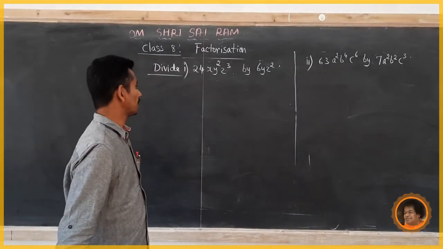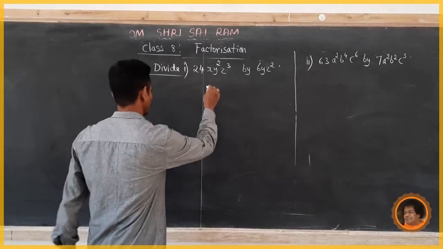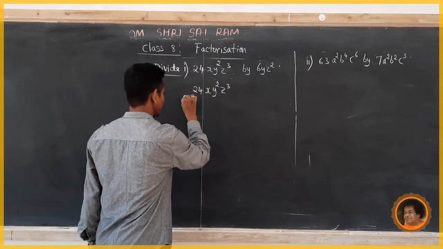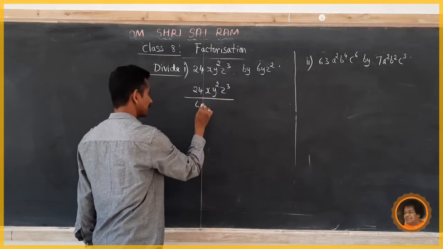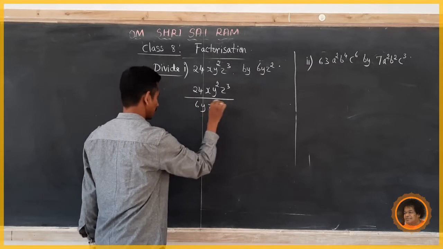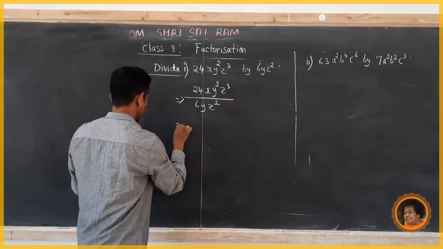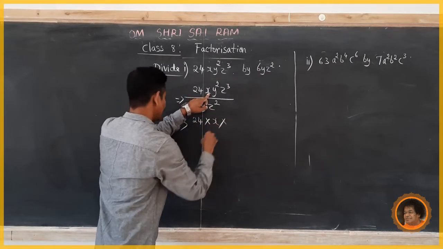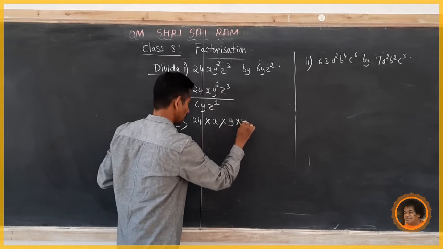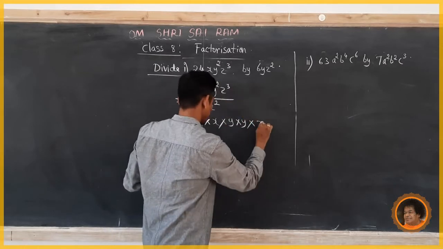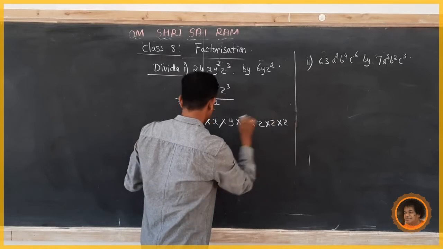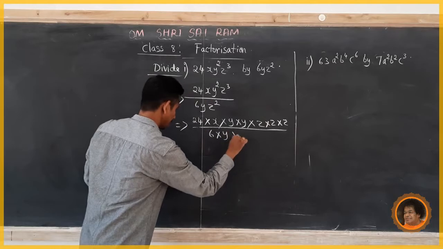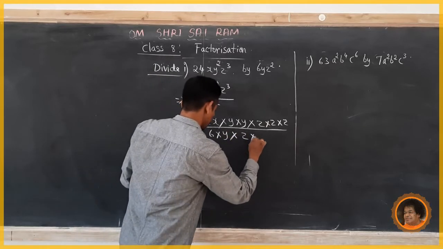Divide 24xy squared z cube by 6yz squared. 24xy squared z cube, it is divided by 6yz squared, or 24 into x into y squared, means y into y, into z cube, means z into z into z. Z is multiplied thrice. It is divided by 6yz squared. 6 into y into z squared means z into z.